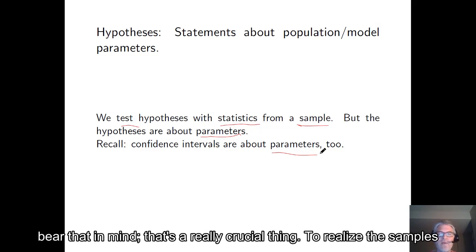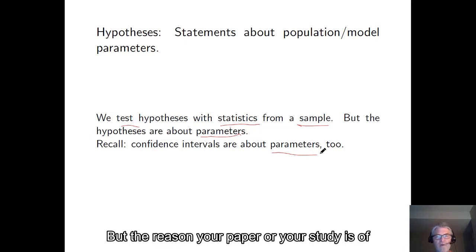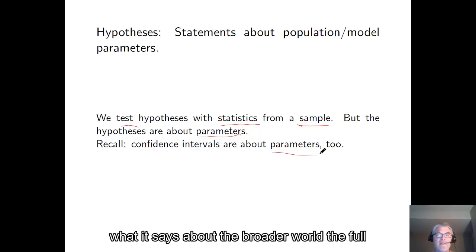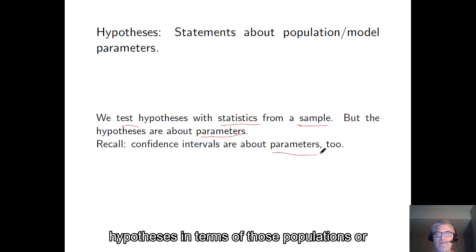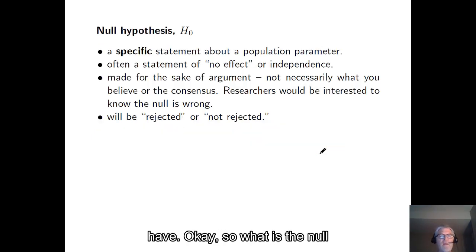That's a really crucial thing to realize. The sample is obviously important. It's how we test things. But the reason your paper or your study is of interest to other scientists is because of what it says about the broader world, the full population. So we're going to phrase our hypotheses in terms of those populations or models, not the specific samples that we have.